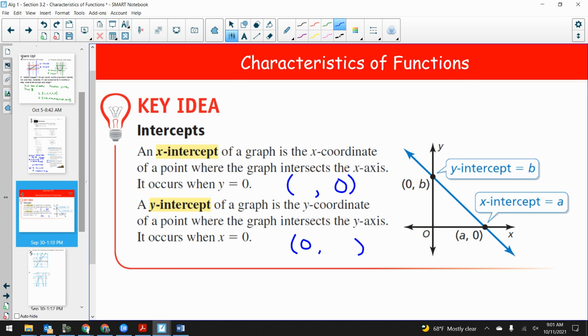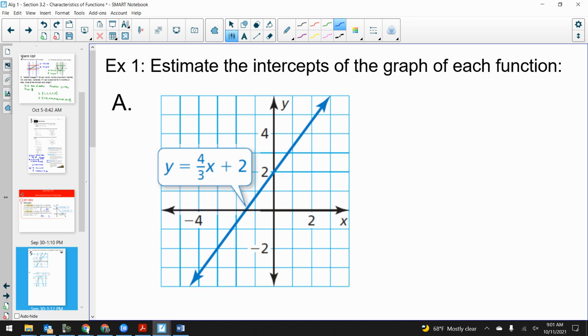Okay, take a look at our first example. Estimate the intercepts of the graph of each function. Do I care about what the equation of the line is right now? No, but we will definitely care about that by the end of this chapter. By the end of this chapter, you'll be able to tell based on an equation what the intercepts are as well. All right, so where is the Y-intercept? 2.